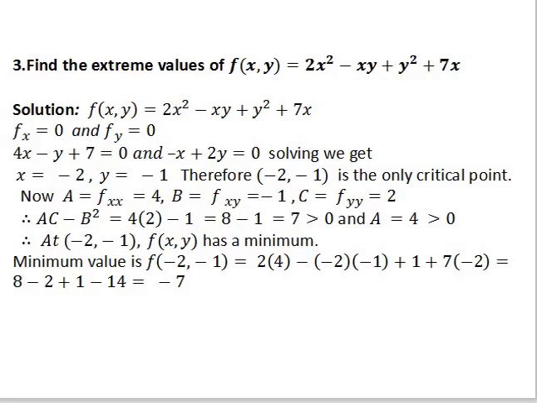Therefore, the minimum value: in the given function, put x = -2 and y = -1. 2 into (-2)² is 8, minus, put x = -2 and y = -1, so -xy gives -2, plus y² which is (-1)² is plus 1, plus 7 into -2 is -14. So 8 - 2 + 1 - 14 is equal to -7. Thank you.